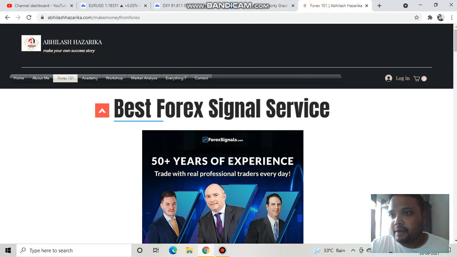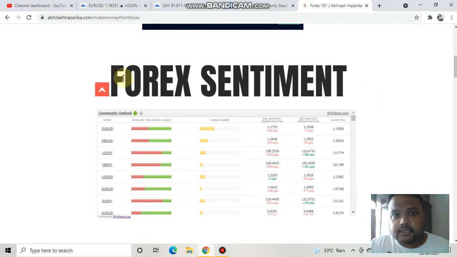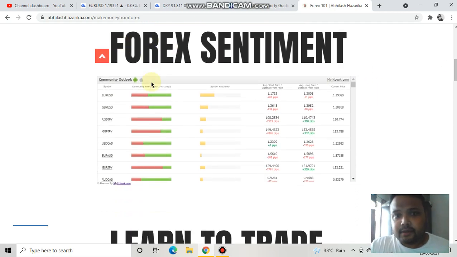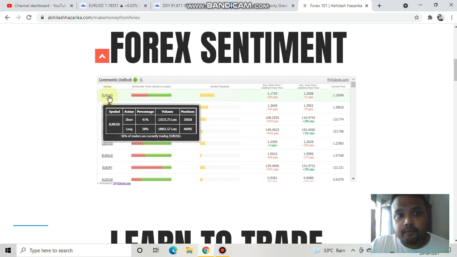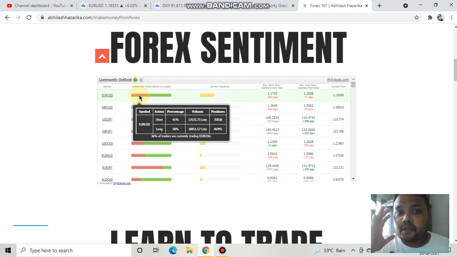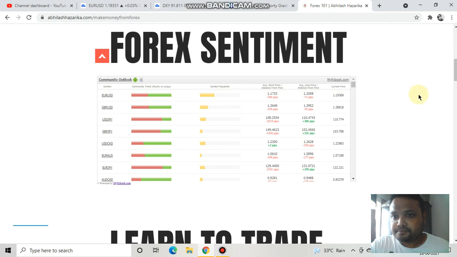This is my website. On my website you can consult this forex sentiment meter. In the forex sentiment meter, this is the euro USD, and you can see 41% of traders have taken a short position, whereas 58% of traders have taken a long position. So traders are also very much confused. They do not have a clear picture of where the euro USD will move. As a result, we are getting a mixed signal here: 41% on the short side, 58% on the long side. Therefore, we do not have a clear picture from the forex sentiment meter either.